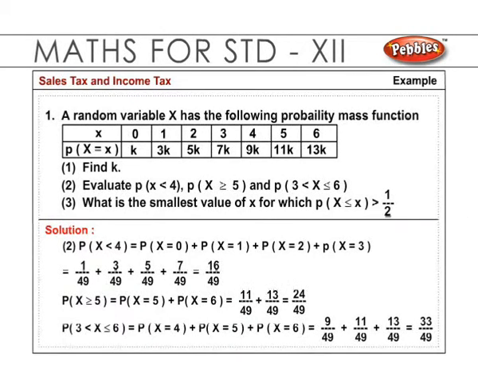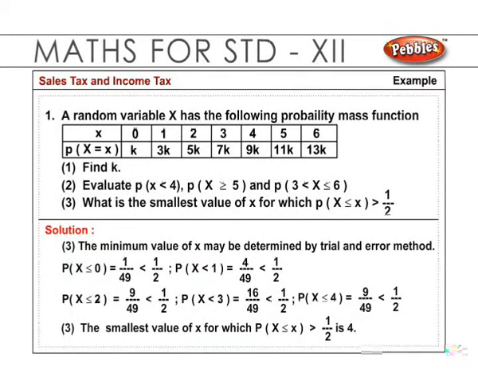P of 3 lesser than x lesser than or equal to 6, the whole, is equal to p of x equal to 4 plus p of x is equal to 5 plus p of x is equal to 6 is equal to 33 by 49.